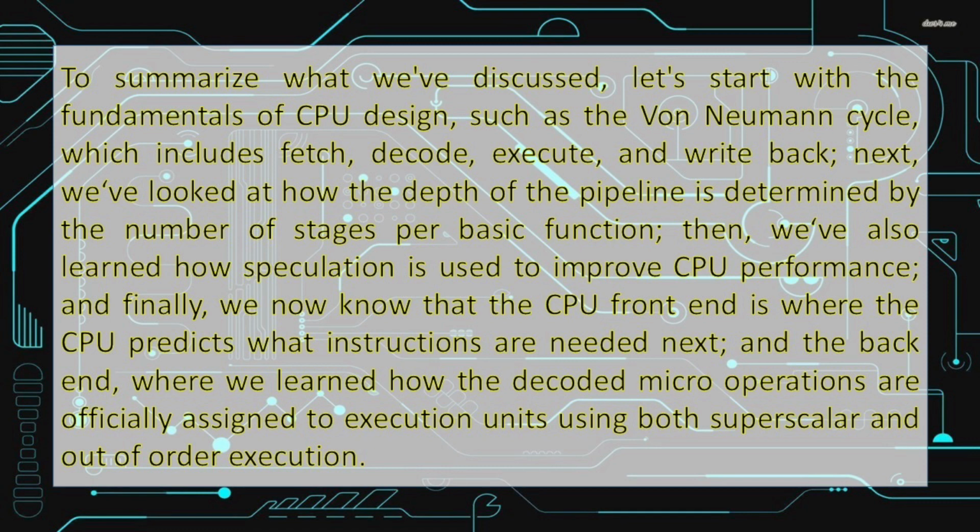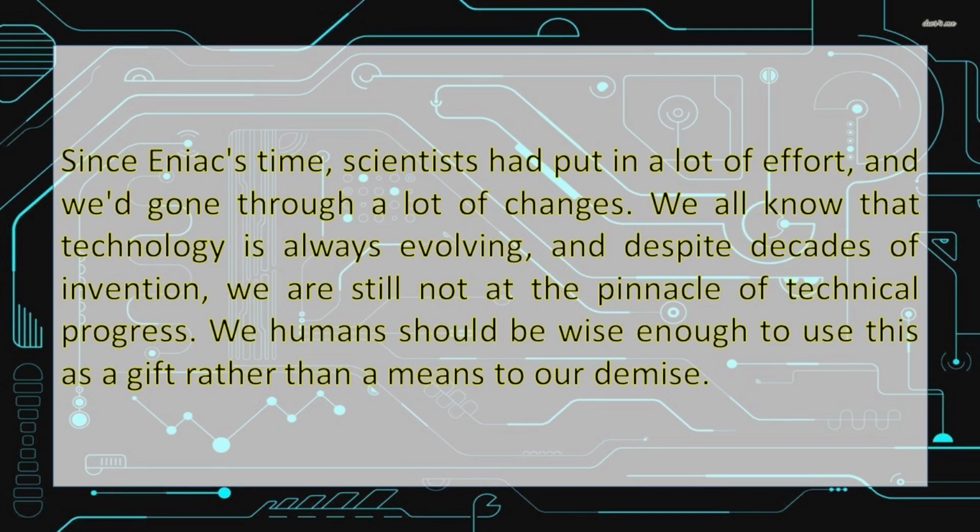And finally, we now know that the CPU front end is where the CPU predicts what instructions are needed next, and the back end, where we learned how the decoded micro-operations are officially assigned to execution units using both superscalar and out-of-order execution. Since ENIAC's time, scientists had put in a lot of effort, and we'd gone through a lot of changes.